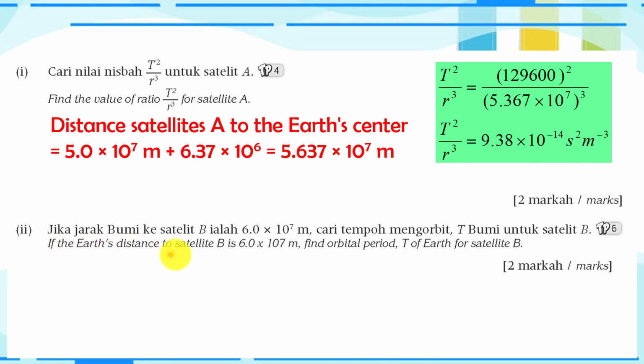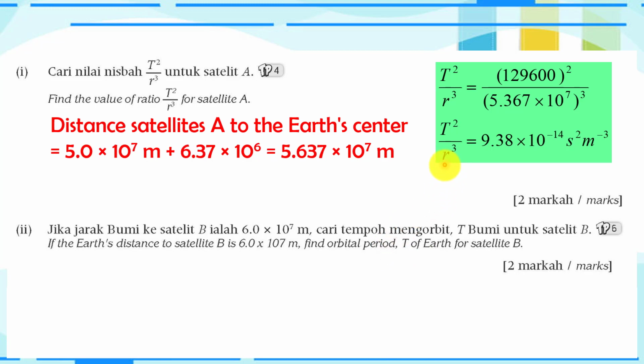Then the Earth distance for satellite B, now they're talking about satellite B. For satellite B, they give you the distance, power of 7. Find the orbital period of satellite B around the Earth. Now the question is reversed. They want to find T, but they give you the distance.